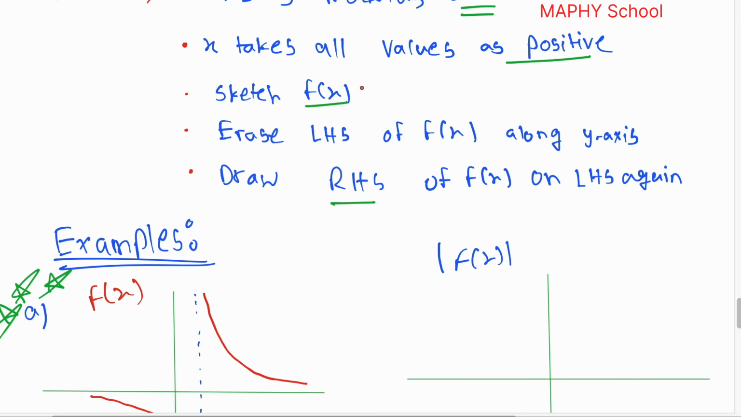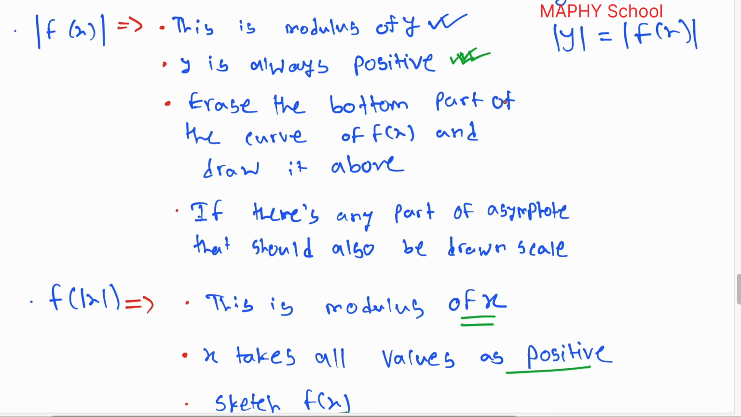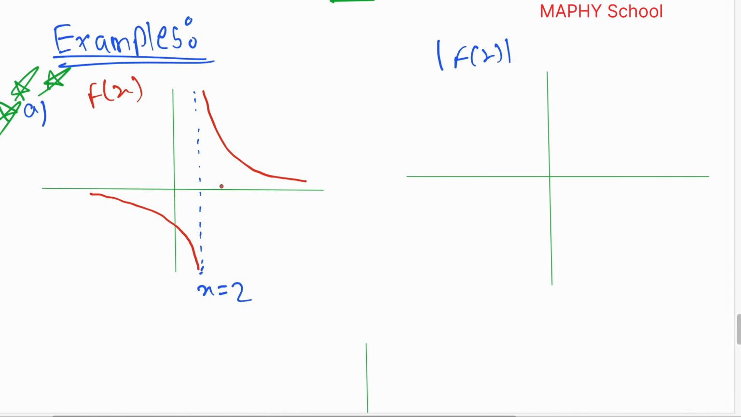So what's the rule? Erase the bottom part of the curve of f of x and draw it above. If there is any part of asymptote, that should also be drawn. Okay, so what is the bottom part? Here the bottom part is this. So let's erase it. That means our asymptote will be the line x equals to 2. This above part will be this. Now the bottom part will be erased. That means you will erase this part and draw it above.